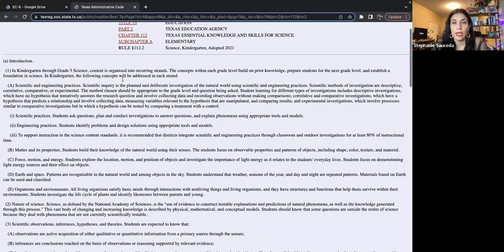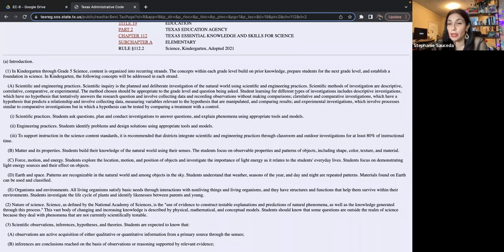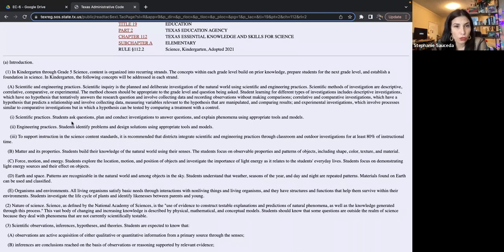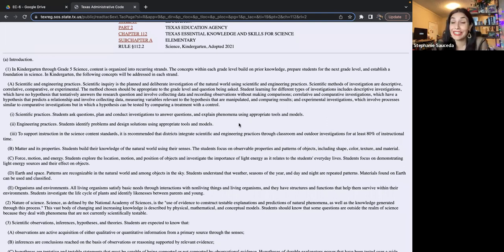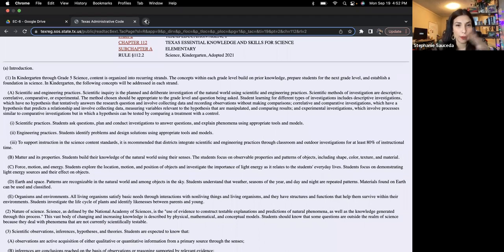They tell them for you: in kindergarten through 5th grade, it's organized into recurring strands, right? For those 5. Science and engineering practices, science inquiry is planned and deliberate investigation of the natural world. So they need to be able to do this using descriptive investigations, which have no hypothesis. Students must ask questions, plan and conduct investigations to answer questions, and to explain phenomena. This is in kindergarten that they have to do this. For engineering practices, students identify problems and design solutions, appropriate tools.